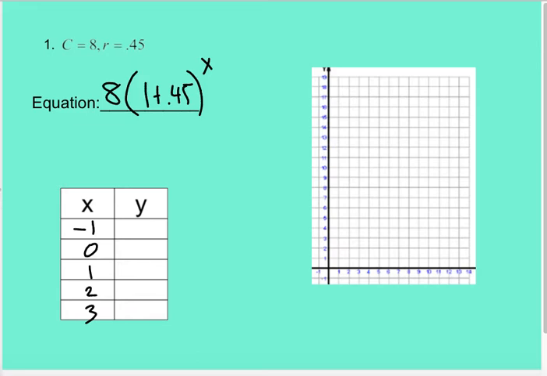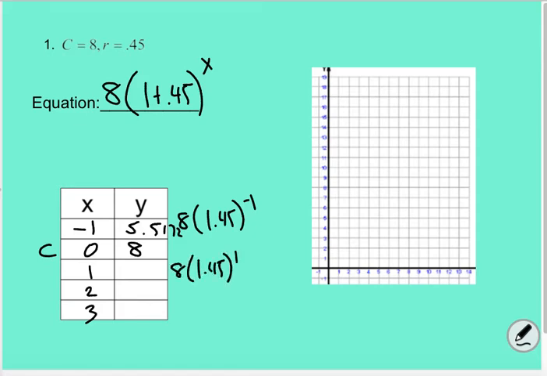So if I put in -1, what that's going to look like is this. This is going to be 8 times 1.45 raised to the -1. So what that's going to be is about 5.5172. Now for 0, remember, my answer is just going to be what this initial amount was. So that's going to be 8. For 1, put 8 times 1.45 raised to the first. You're going to get 11.6. And likewise, so on and so forth.